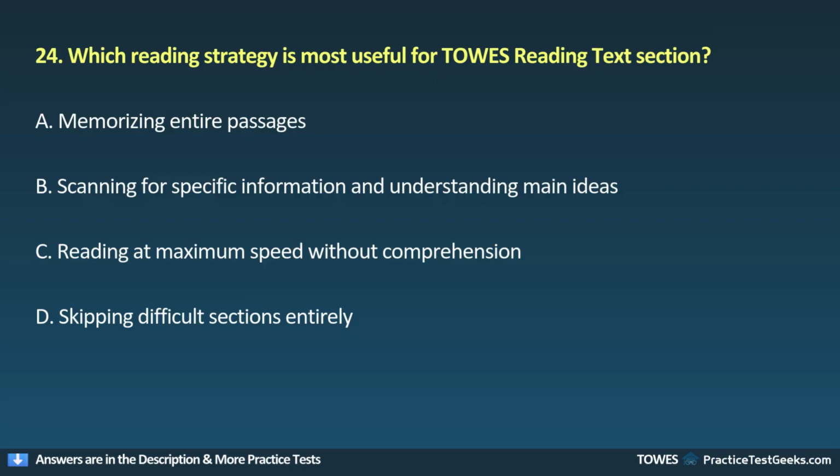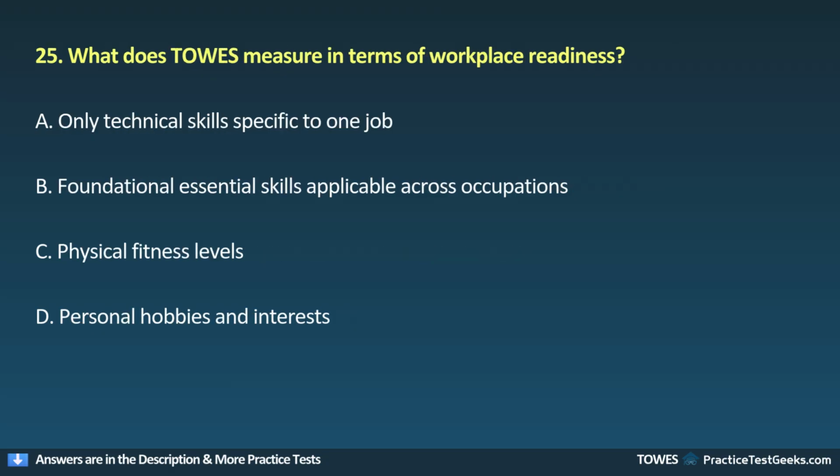24. Which reading strategy is most useful for TOWES reading text section? A. Memorizing entire passages. B. Scanning for specific information and understanding main ideas. C. Reading at maximum speed without comprehension. D. Skipping difficult sections entirely.